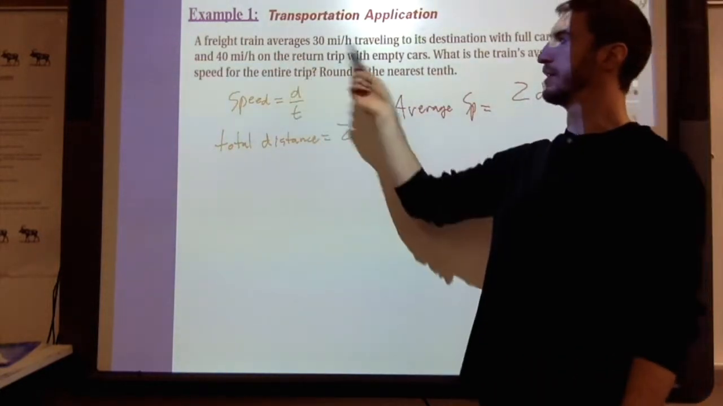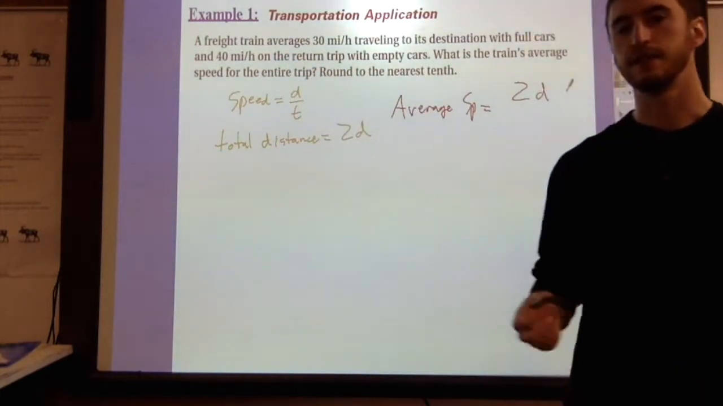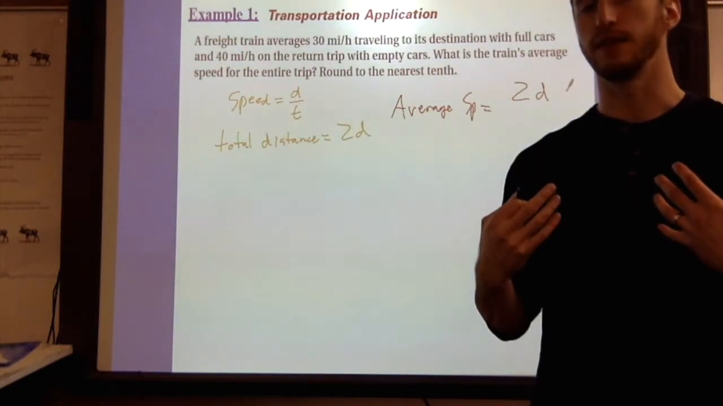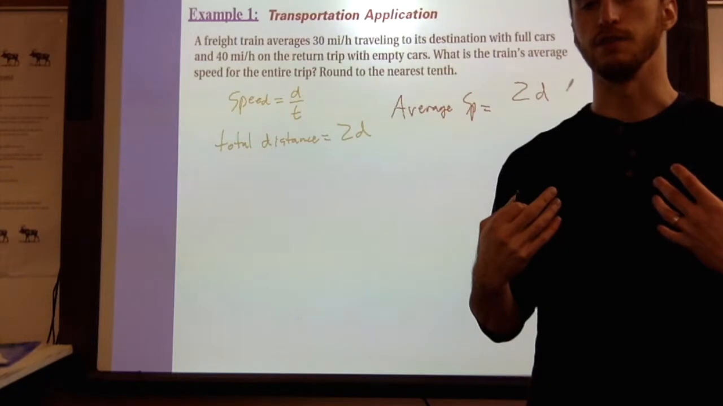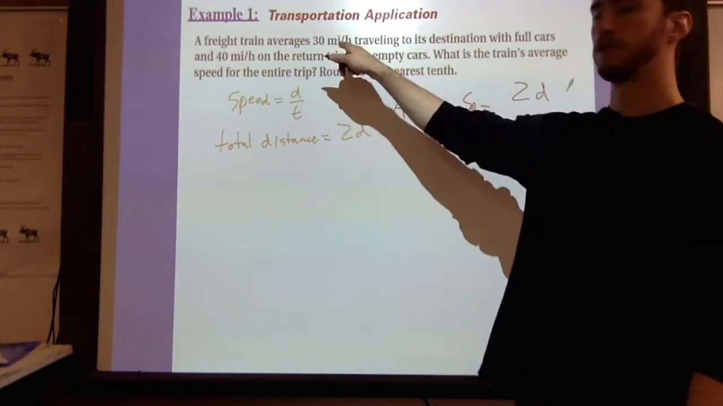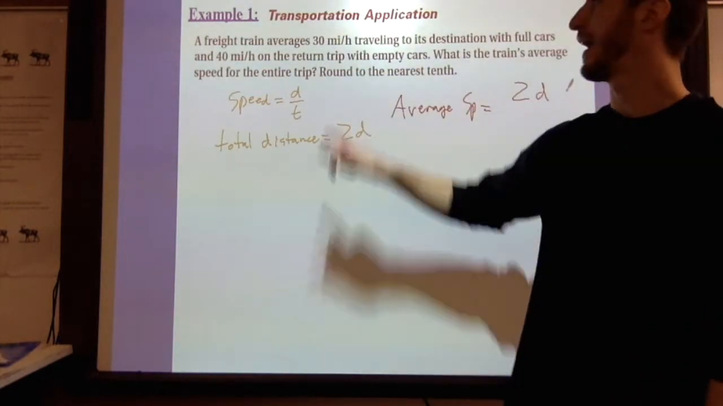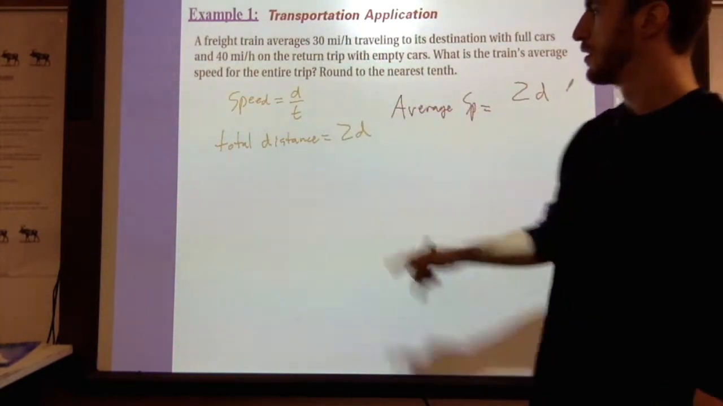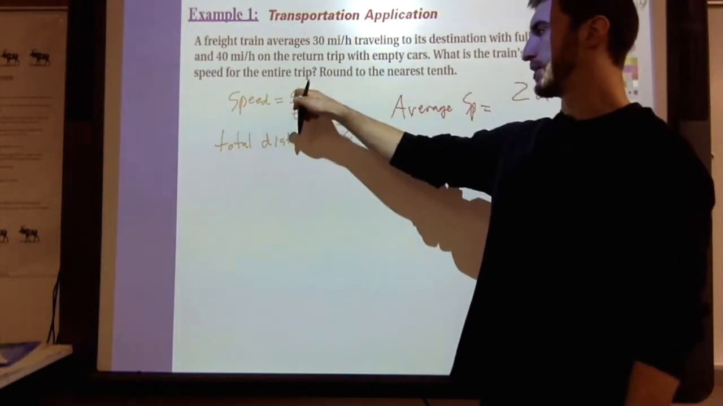Now, if you were to reread this, you would notice that there is no time that's given to us. But they do give us a unit that has time in it. Miles per hour, right? Speed. Hour, that's your key word, that's time. So, that's in miles per hour, distance over time.